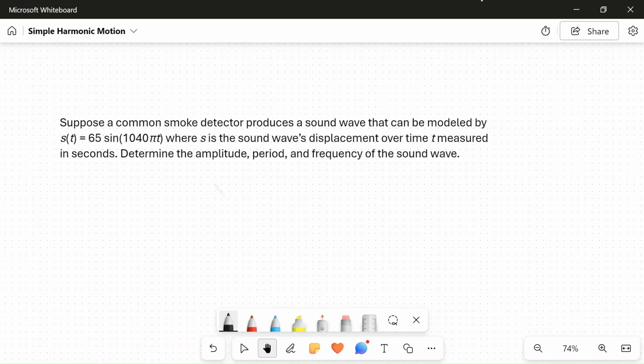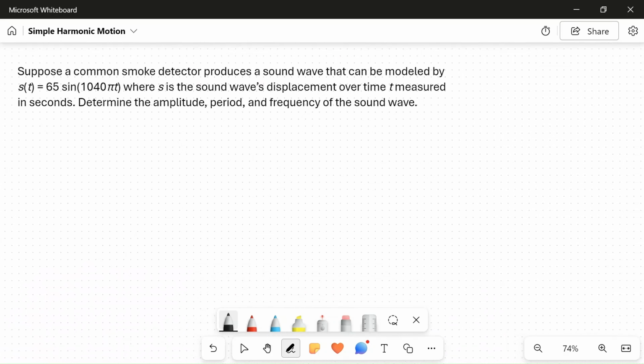All right, let's try a couple other examples here. Now, suppose these will be hopefully a little bit more application oriented. Suppose we have a common smoke detector, and it produces a sound wave that can be modeled by the function s of t equals 65 sine of 1040 pi t, where s is the sound wave's displacement over time t measured in seconds. We want to determine the amplitude, the period, and the frequency of the sound wave.